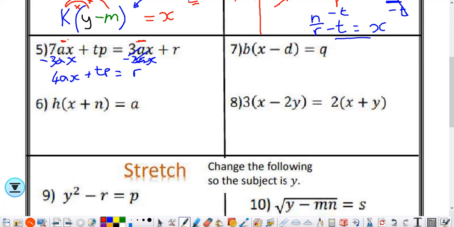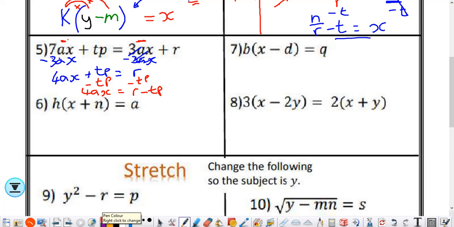Now we can get rid of the tp, and again if you do the balancing method, take the tp away from both sides. That's going to leave me 4ax equals r minus tp. So I've now simplified that side again to give me 4ax. And if we think about what's happening, 4 is multiplying the a, which is multiplying the x. So they're all being timesed together.